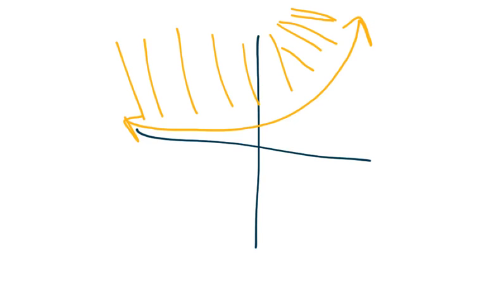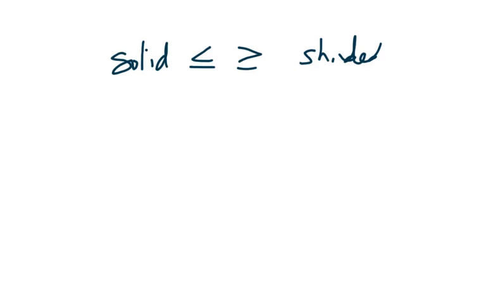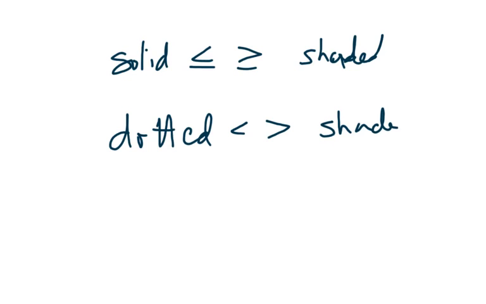All right, so to sum up again: a solid line is less than or equal to, greater than or equal to, and where it's shaded, those are the possible answers. For a dotted line, less than or greater than, it's just where it's shaded. So this is shaded and line. This is just shaded. All right, there we go.